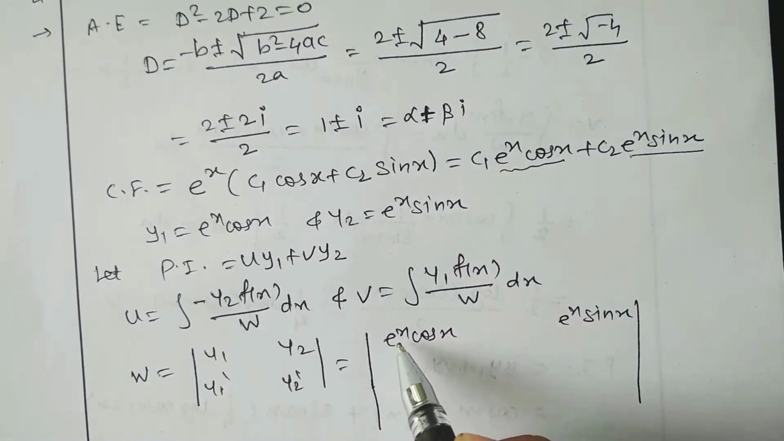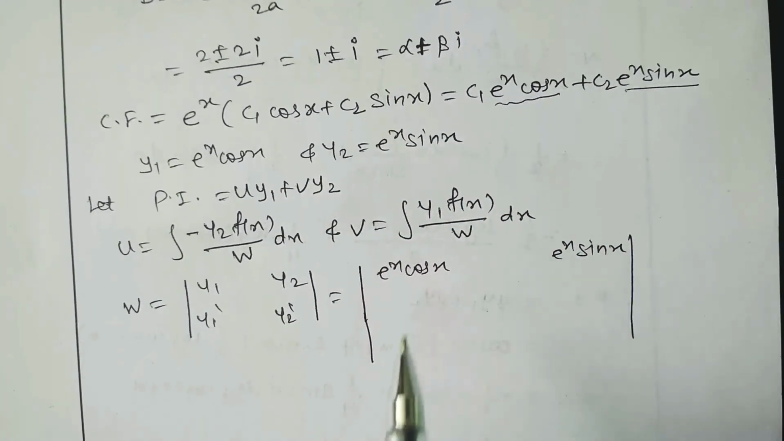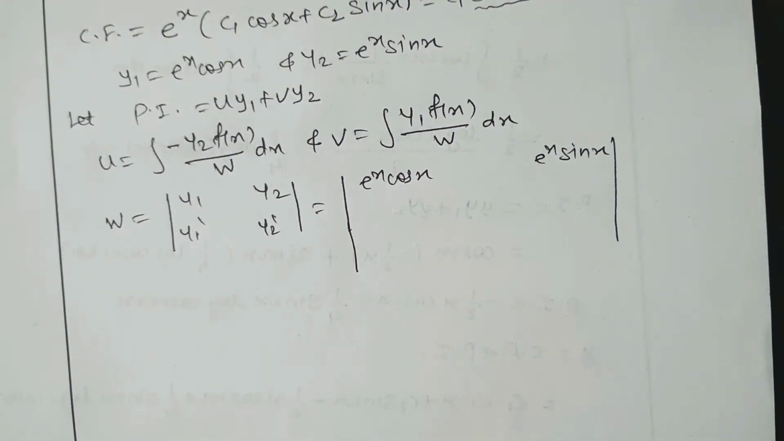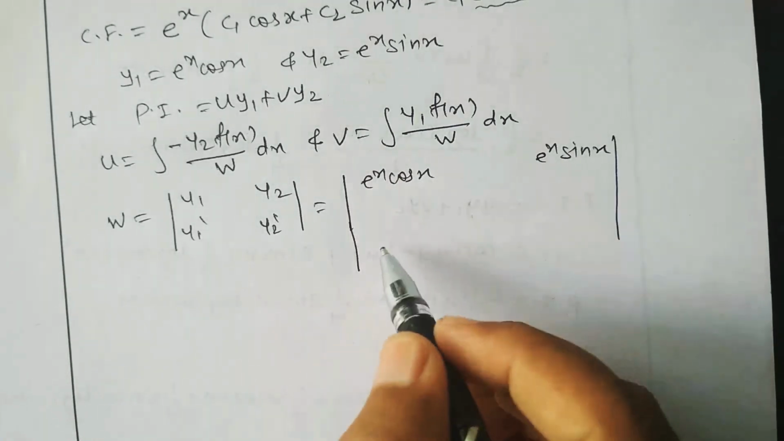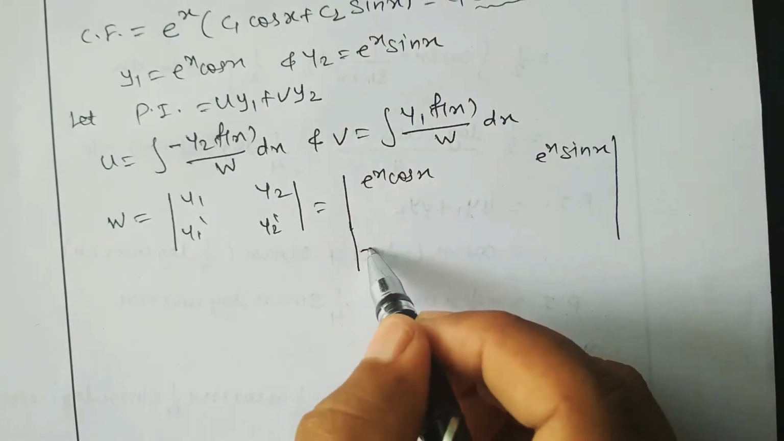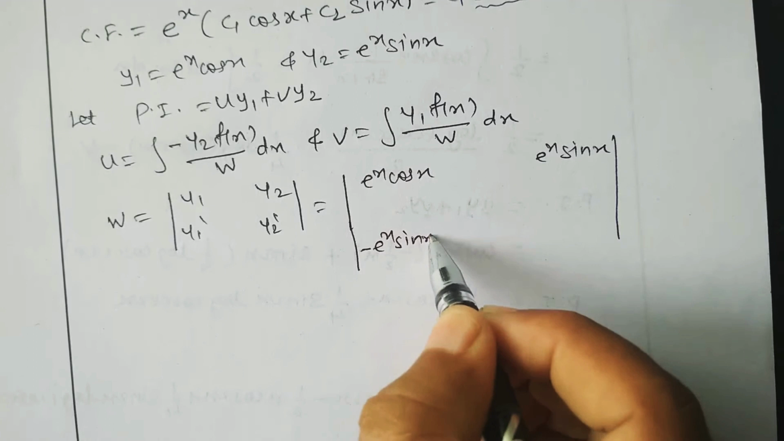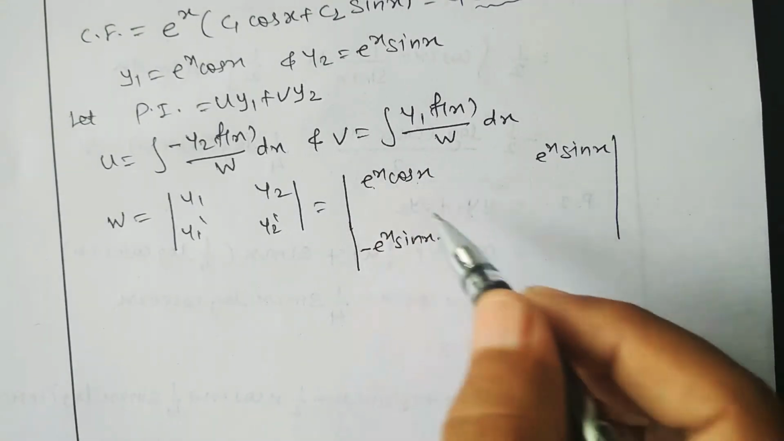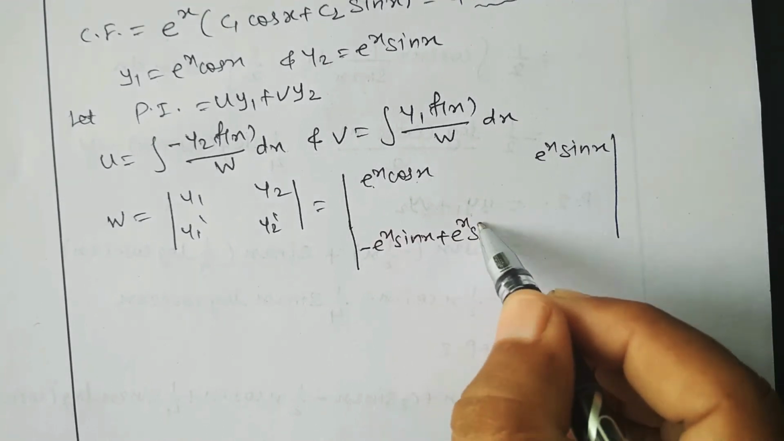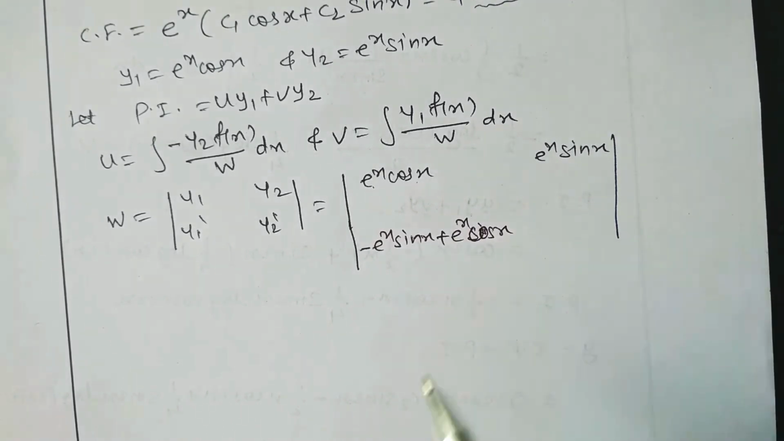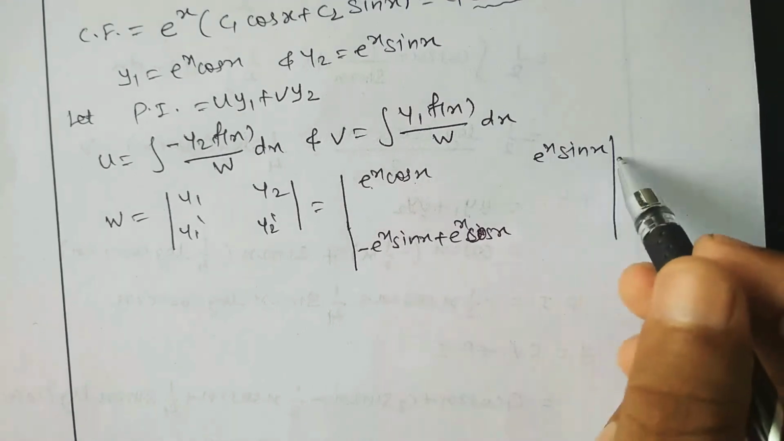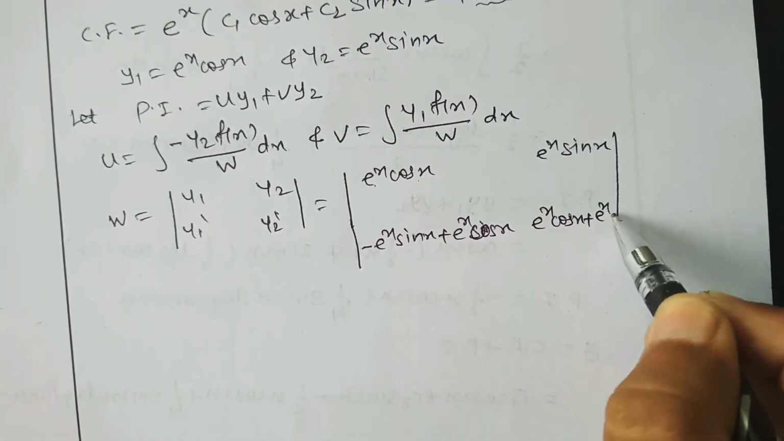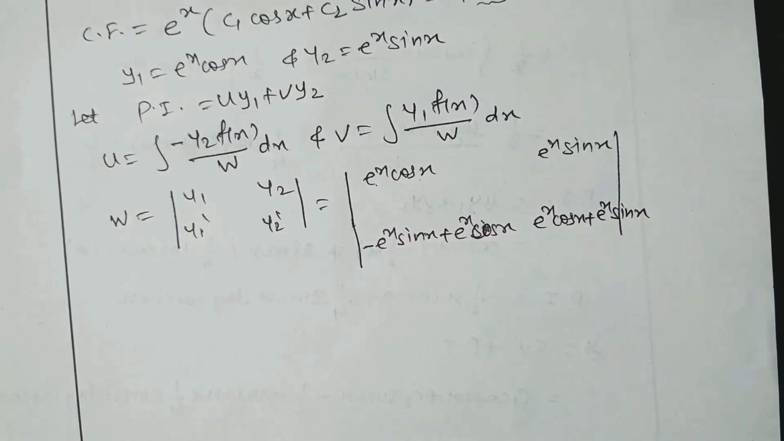y1 dash, that is the derivative of e raised to x into cos x. So there are two terms which are functions of x. So by using the u into v rule of derivative, e raised to x into the derivative of cos x, which is minus sin x. So you will get minus e raised to x sin x plus cos x as it is, as the derivative of e raised to x is e raised to x. So e raised to x into cos x. Now the derivative of e raised to x sin x is e raised to x into cos x plus e raised to x into sin x.